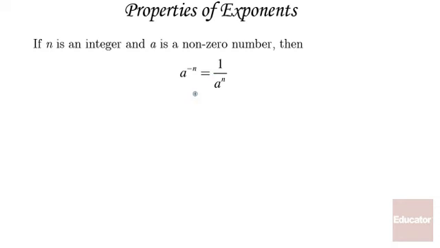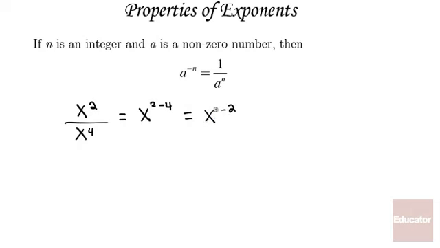Let's look at an example using this. If I have x to the 2 over x to the 4, remember that the way I'm going to handle this is to say x to the 2 minus 4, because these have the same base. I'm dividing exponential expressions with the same base. So that's going to give me x to the negative 2.